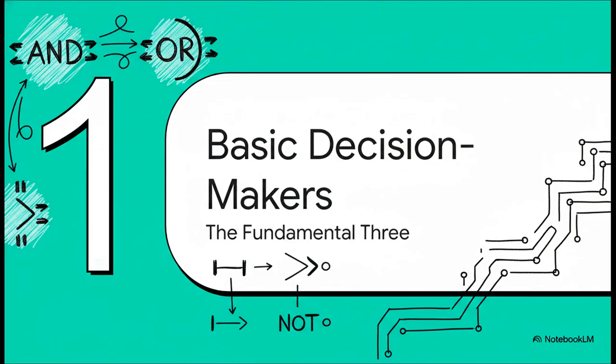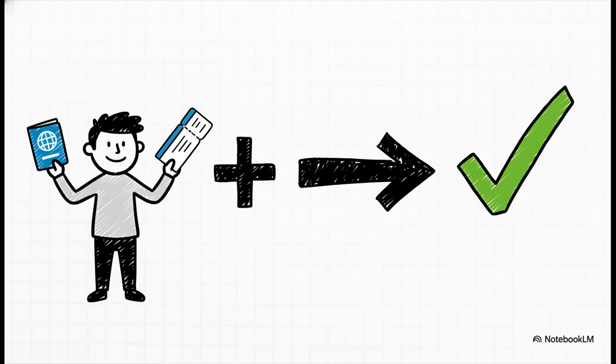So, to really get how the whole system works, we've got to start with the absolute basics. Let's meet the three most fundamental types of logic gates, the ones that are the parents of pretty much everything else. First up, we've got the AND gate. And honestly, the best analogy is a super strict bouncer at a club or an airport. You walk up and they say, you need your passport and your ticket. If you only have one, you're not getting in. You need both. It's an all-or-nothing situation.